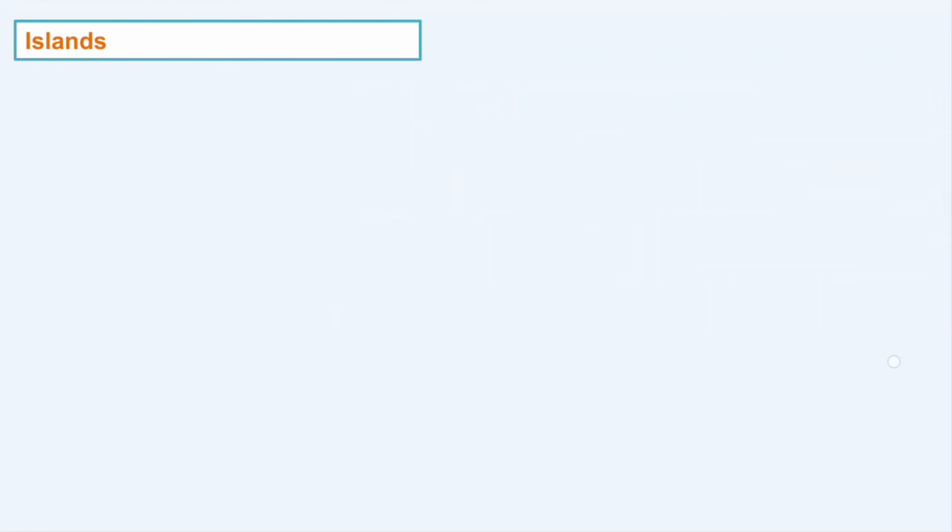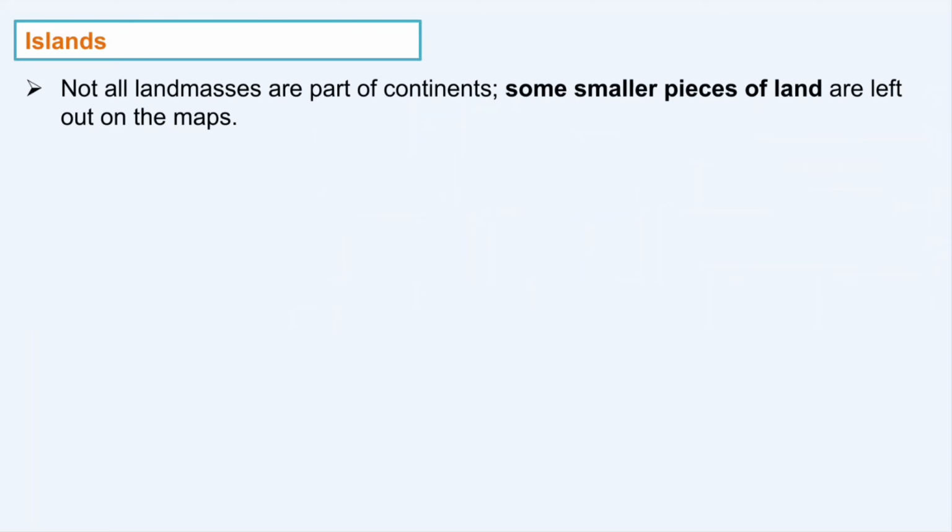So now let us understand something about islands. Not all land masses are a part of continents. Some smaller pieces of land are left out of the maps. So there are some land masses which are not counted as continents. So what do we call them? We call them islands.